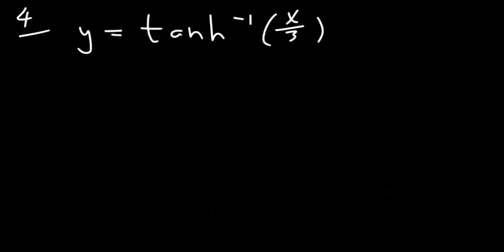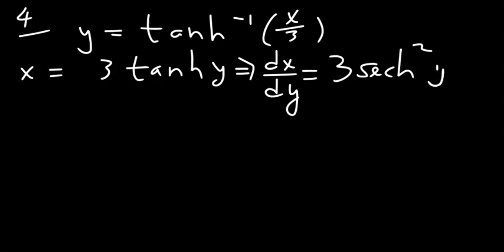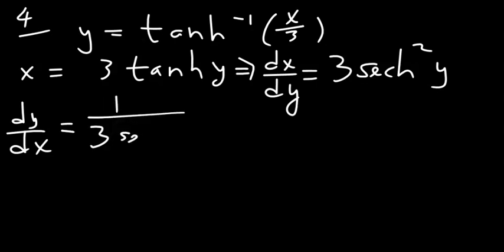The following inverse hyperbolic tangent also has a constant 1 over 3 in front of the argument x. Expressing x in terms of y, you will get 3 times hyperbolic tangent of y, which means dx/dy is 3 times the square of hyperbolic secant of y. So dy/dx, which is what we are interested in, is 1 over 3 times the square of hyperbolic secant y.